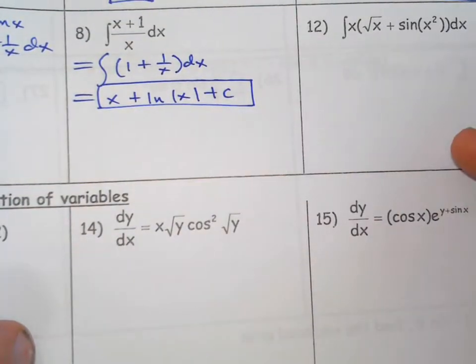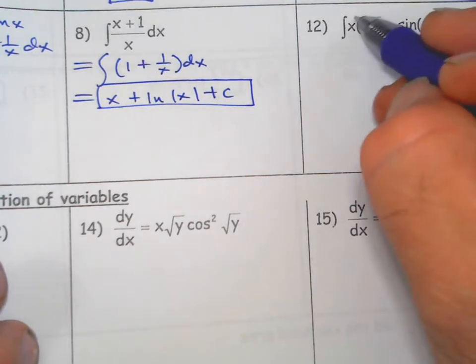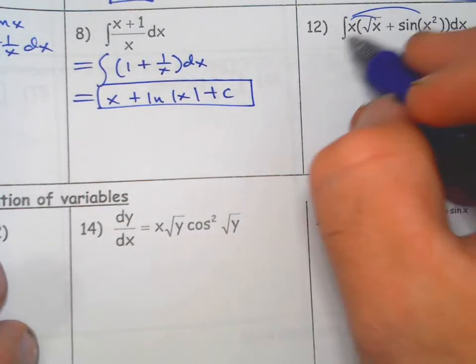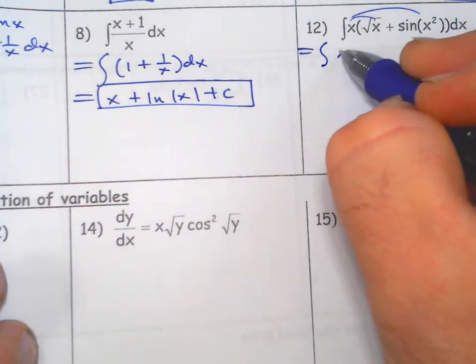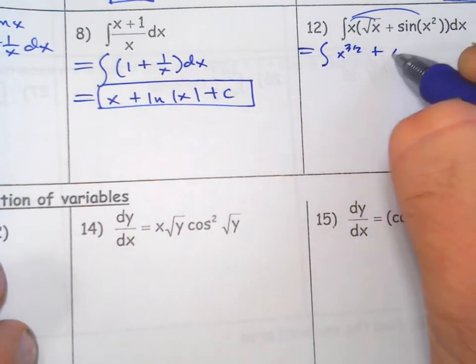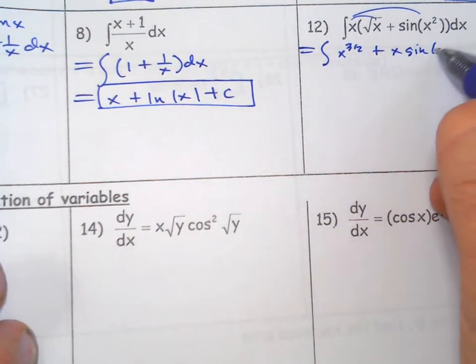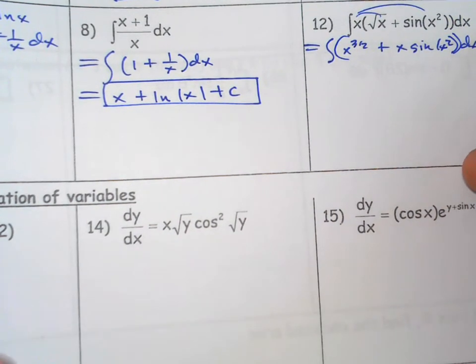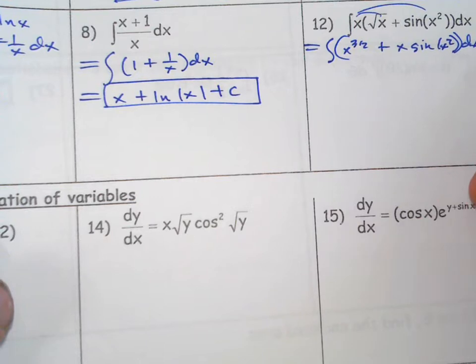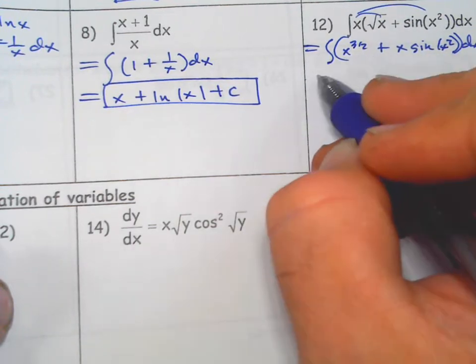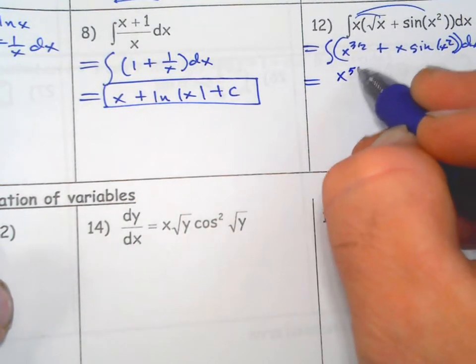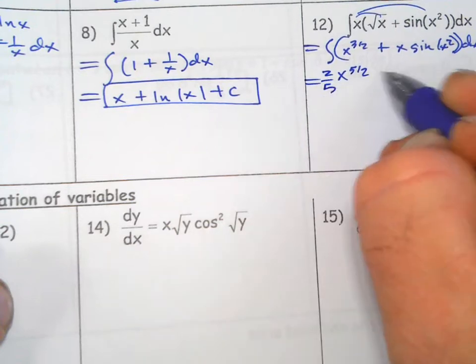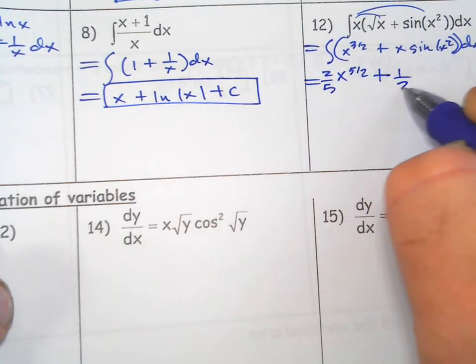Okay, next one, I think I would distribute the x in. So this is going to be x to the 3/2 plus x sine x squared. Now I need u-substitution just for that one. u equals x squared, du equals 2x dx, don't want the 2. But don't involve this guy with that. Just integrate this guy on his own. That's x to the 5/2 divided by the new exponent. This guy I'm going to integrate with u-substitution.